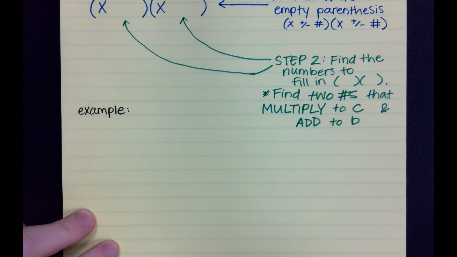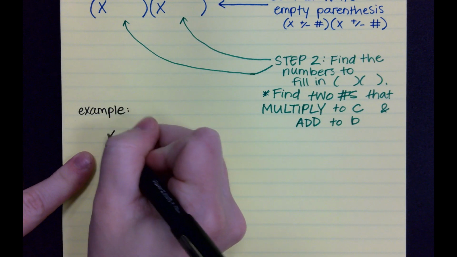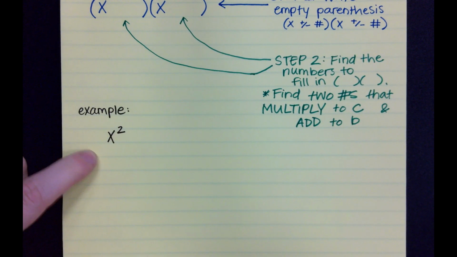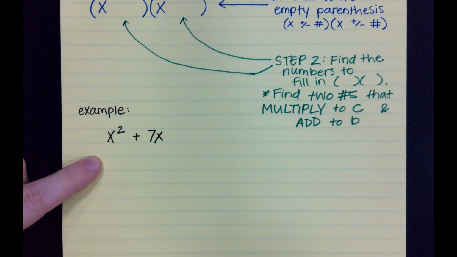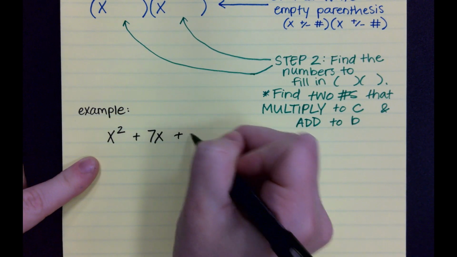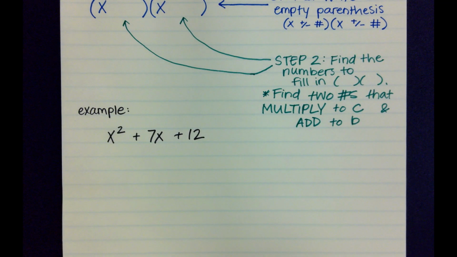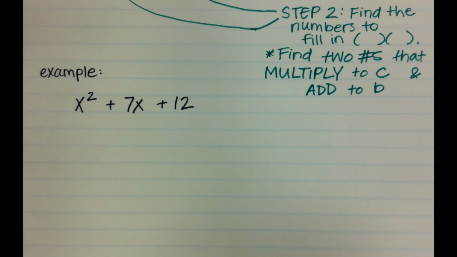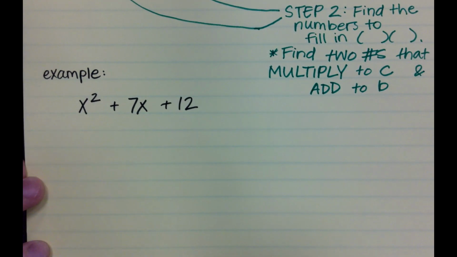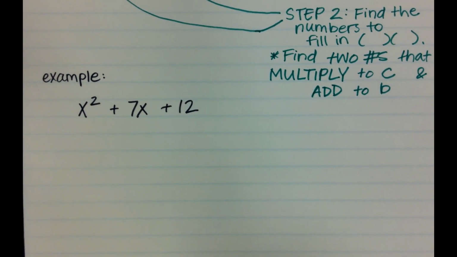We are going to start with x squared plus 7x plus 12. So the first thing that I'm going to do once I have my expression written out is I'm going to label my A, B, and C.